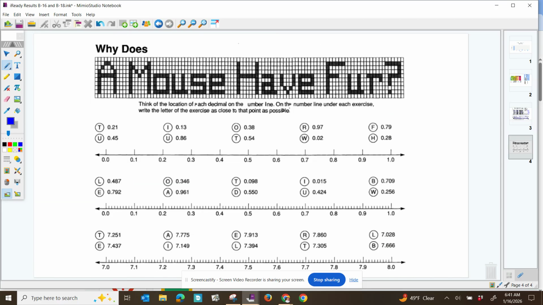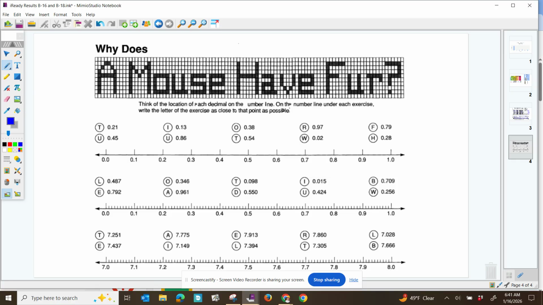So then we go to this one. Why does a mouse have fur? It says, think of a location, each decimal on the number line. I don't know why it's all messed up like this. On the number line under each exercise, write the number of the exercise as close to that point as possible. So as you're going through this, you're going to be writing the answers on the number line.